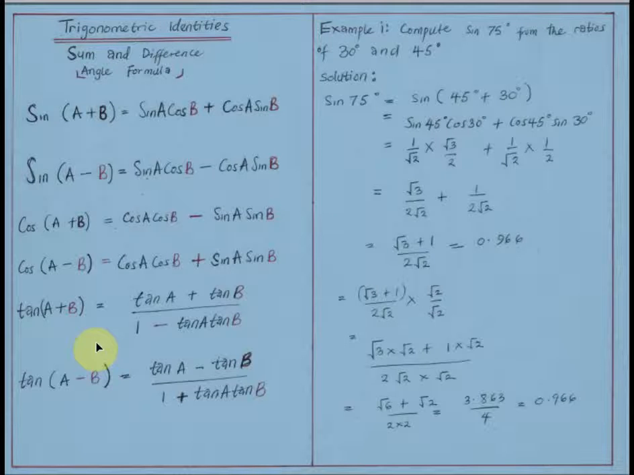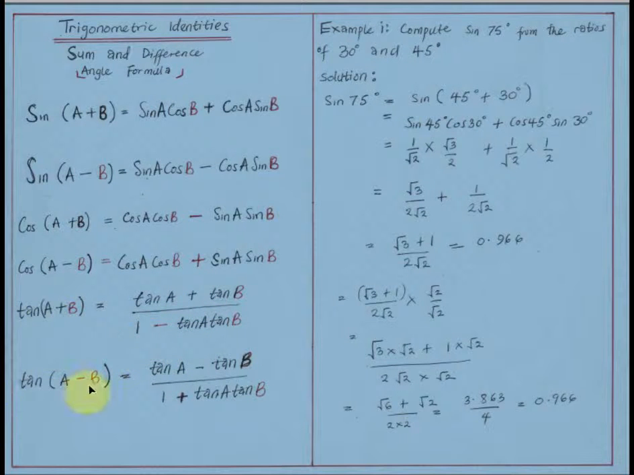Now for the tangent, it's like a combination of the sine and cosine angle formulas in terms of the sign change. For tan A plus B, in the numerator you have tan A plus tan B, so the sign stays the same, but when you go under in the denominator, you have 1 minus tan A multiplied by tan B. So up top the sign stays the same, but under the sign changes.